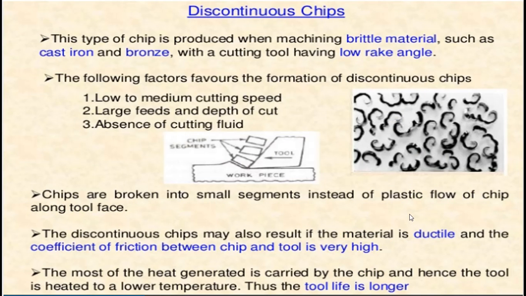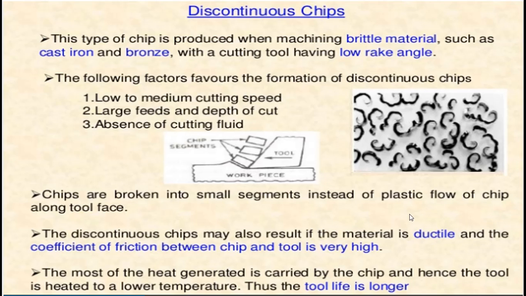Next, we have discontinuous chips. These types of chips are produced when machining brittle material like cast iron or bronze with a cutting tool having a low rake angle, whereas for continuous chips we need a higher rake angle. Conditions which favor discontinuous chip formation include low to medium cutting speed, large feed and depth of cut. That is, depth of cut is kept larger and feed is also kept larger, and also the absence of cutting fluid.